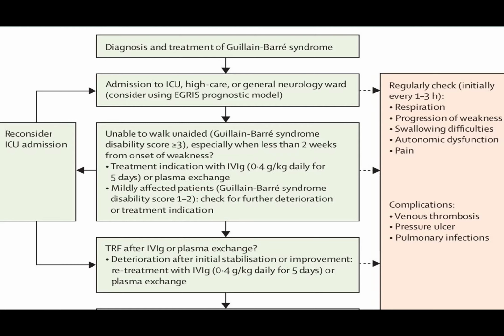Coming to plasma exchange, what you have to do is you have to give around 200 to 300 ml of plasma every day for a period of 5 to 7 days. Consider treatment-related fluctuation after IV immunoglobulins or plasma exchange. That is deterioration after initial stabilization or improvement, and retreatment with IgG or plasma exchange is considered. Yeah, these are possible.